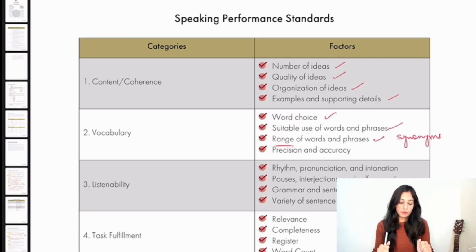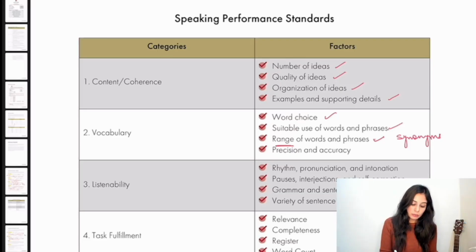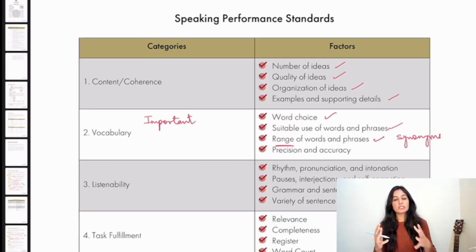And I'll quickly give you a task. You have to tell me the synonyms of the word important in the comment section, as many synonyms as you can think of, because I've noticed that important is one of the most widely repeated words. So think about the synonyms so that you can start using those in your writing and speaking instead of repeating important. Precision and accuracy.